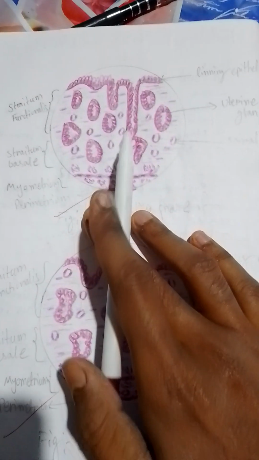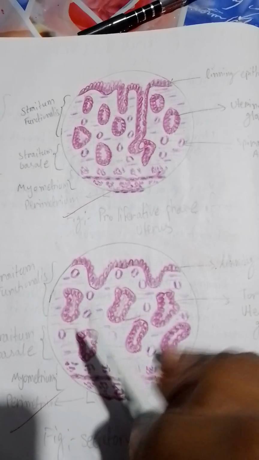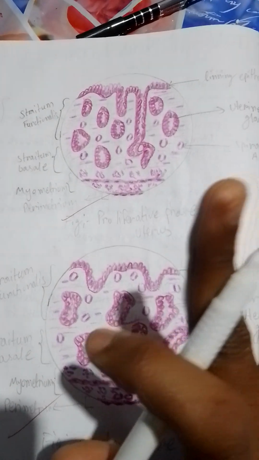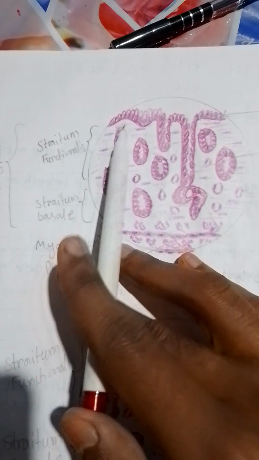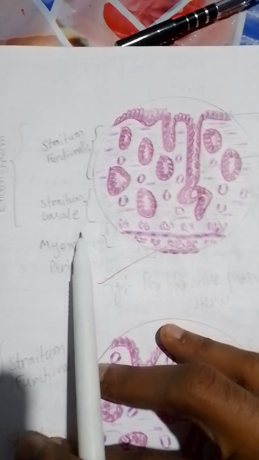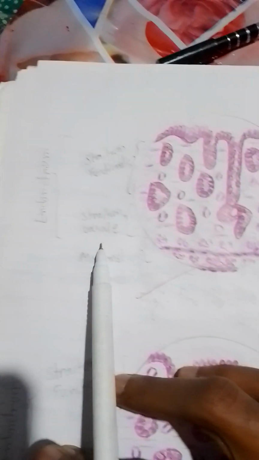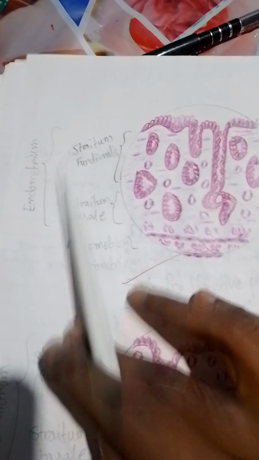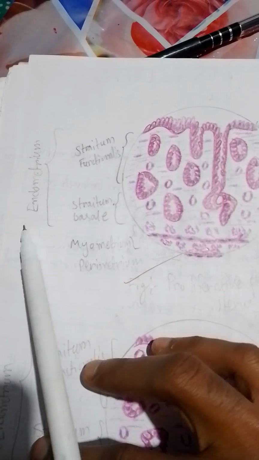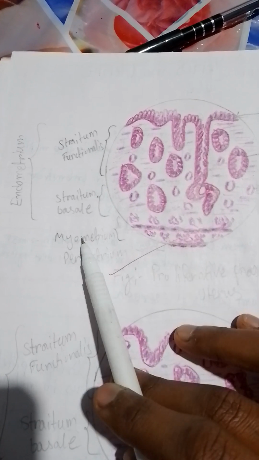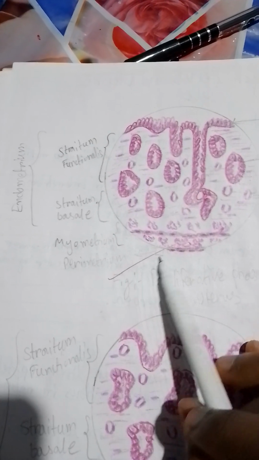These are the two histological diagrams of the uterus. Although this is not so perfect, you can appreciate the stratum functionalis, which is the innermost part of the uterus, and the outermost part is the stratum basalis. These two parts form the endometrium, and then we have the layer of myometrium, and at last the perimetrium.